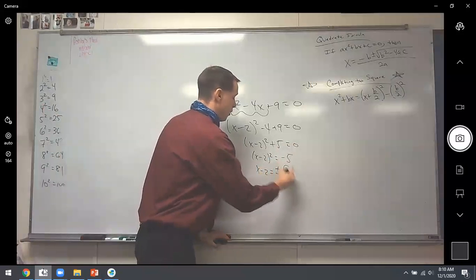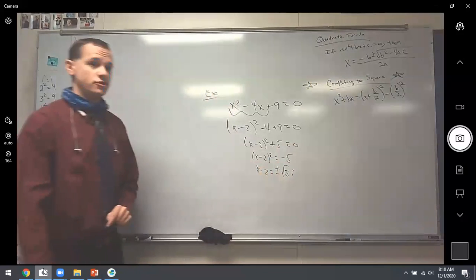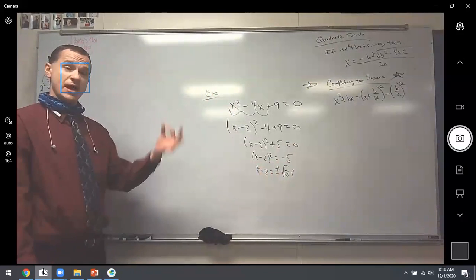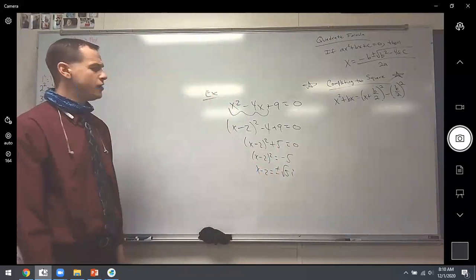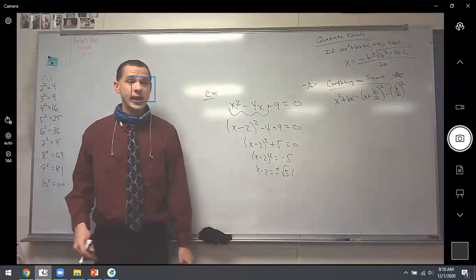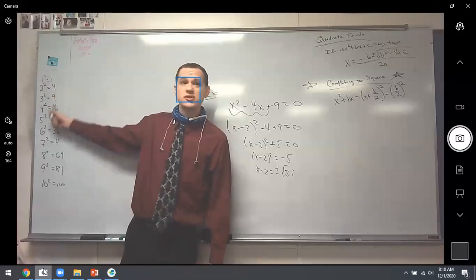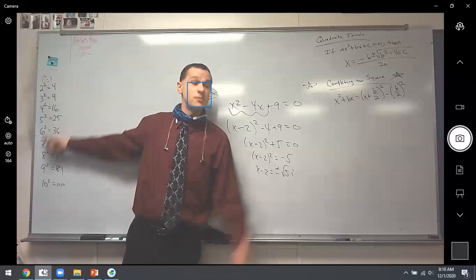Don't forget your plus or minus. Square root of a negative, you should automatically be putting i's by now. You know, but square root of a negative is just going to be an i thing. Try to simplify your roots if you can. Now, none of these perfect squares go to 5, right? So we're good, but be thinking about that.